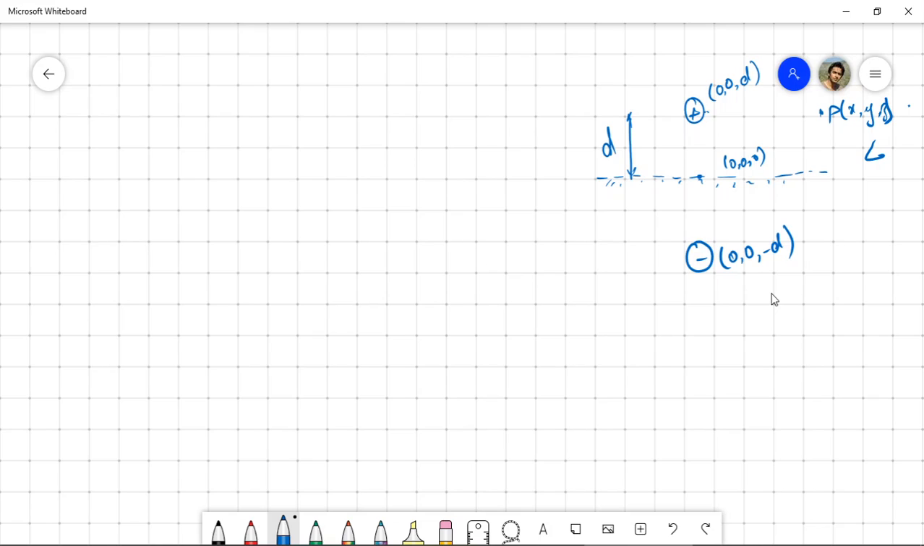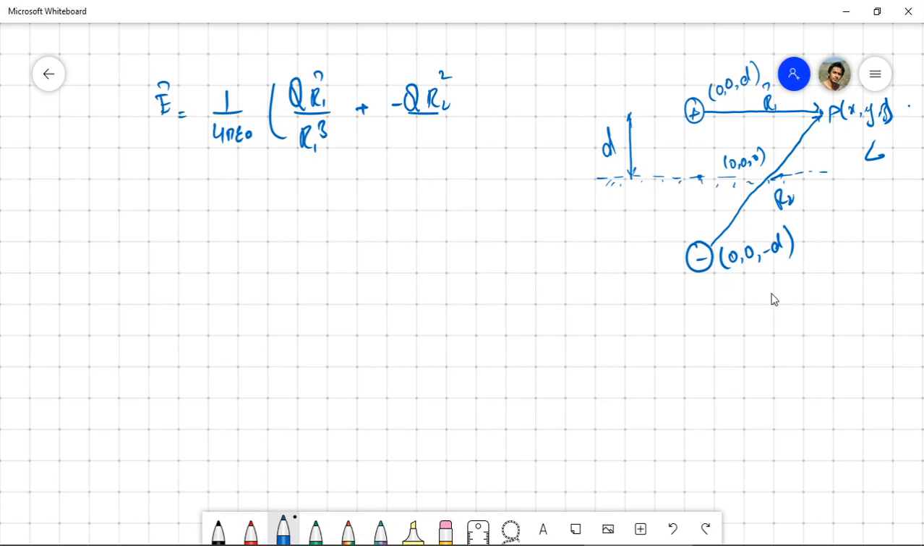So this is one vector. We will say this is r1. This is the second vector. We will say that this is r2, charge to observation point. So the value of E will be 1 over 4 pi epsilon naught, q r1 over r1 cubed plus minus q r2, sorry, r2 over r2 cubed.